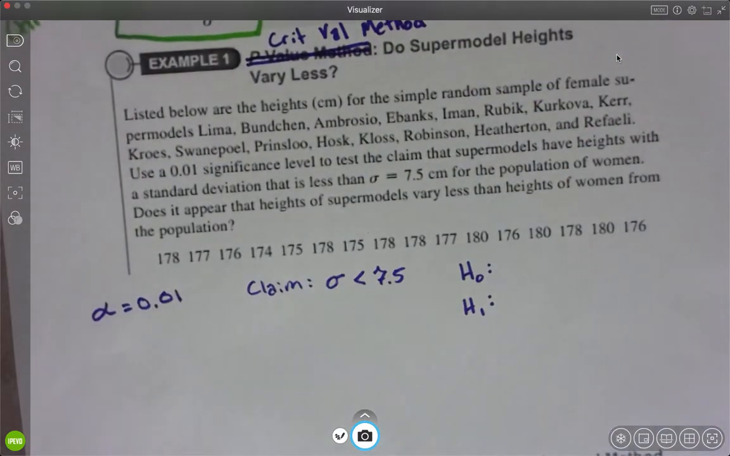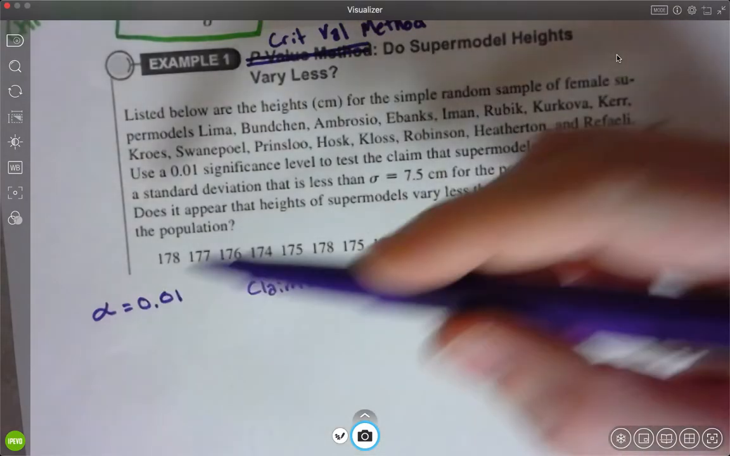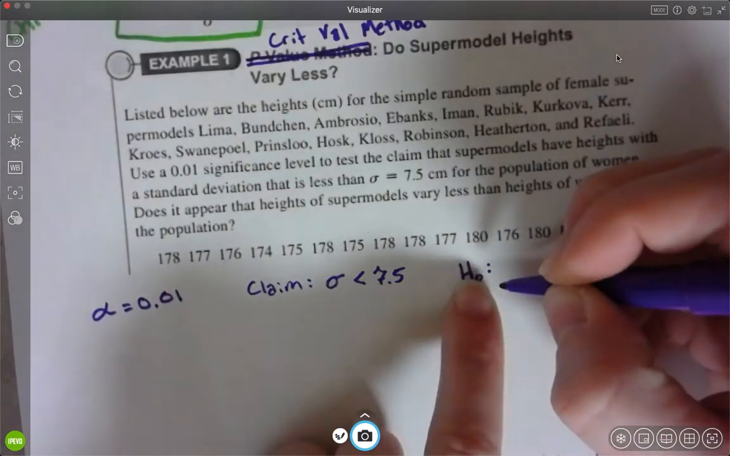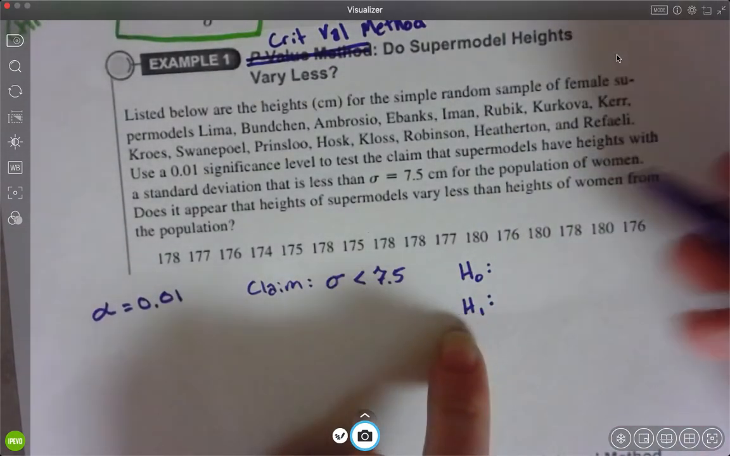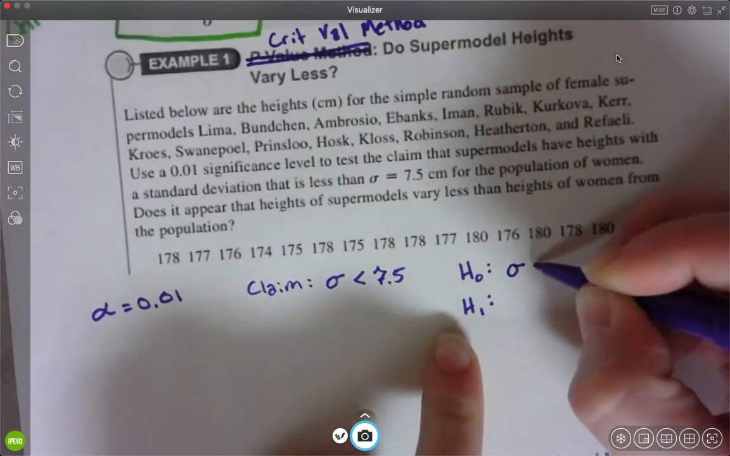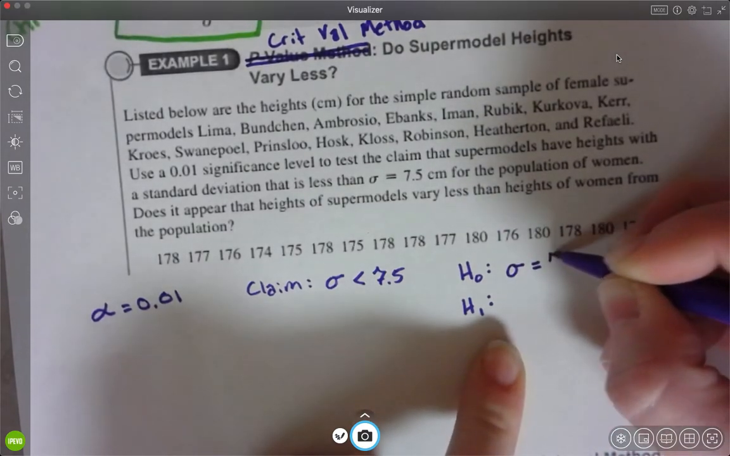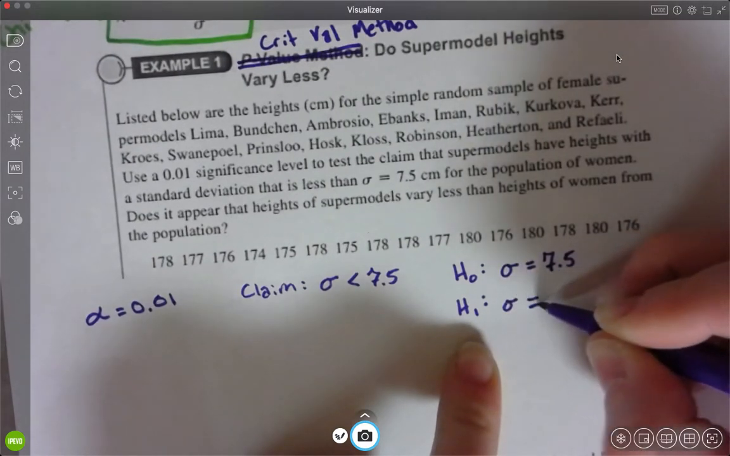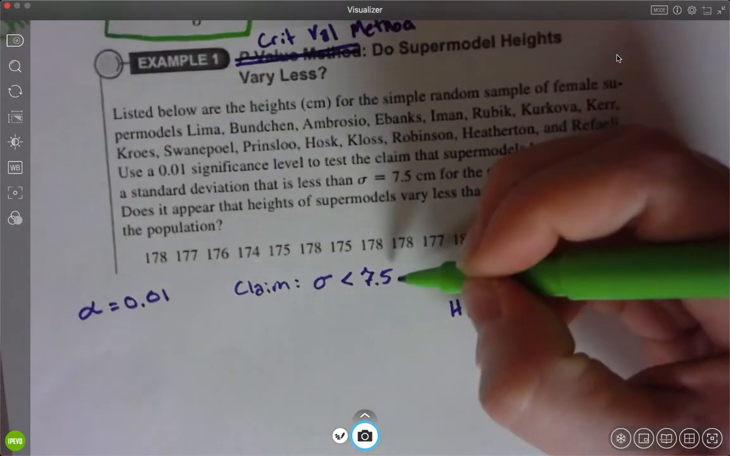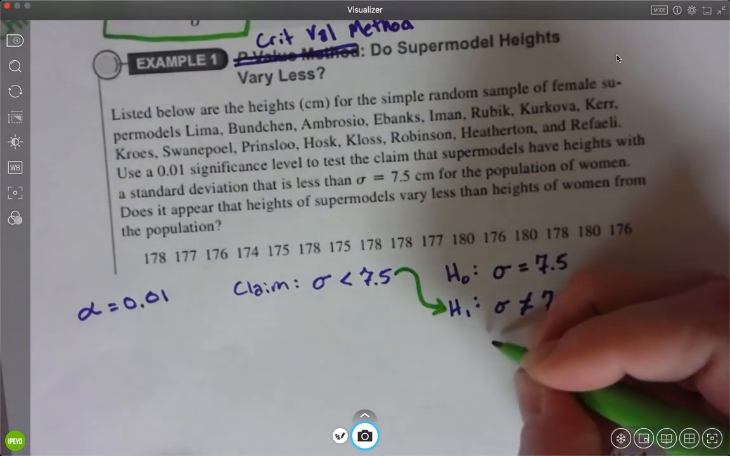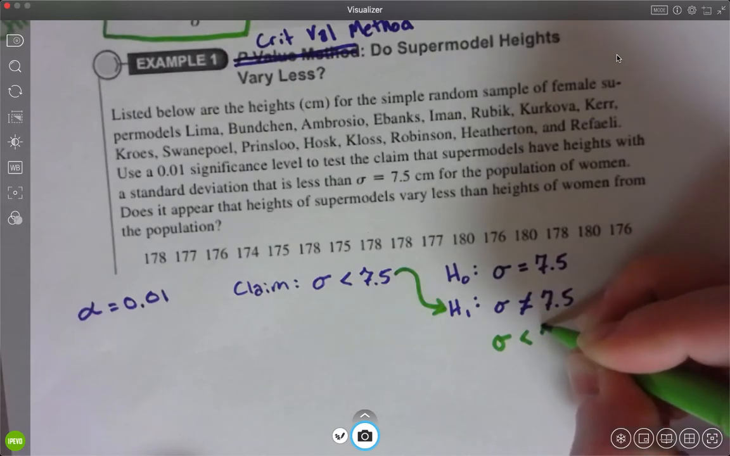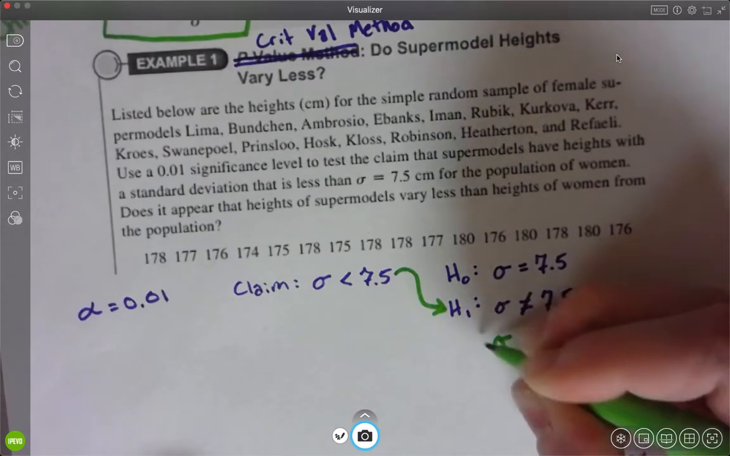This is the sample that they're giving me, and we need to pick out information that we have from here. Let's fill in our null and alternative hypothesis. In this case, our standard deviation is equal to 7.5. And here the standard deviation is not going to be equal to 7.5. And in this case, it's going to go with the bottom one. If it's not equal to 7.5, it's probably going to be less than 7.5, just like we're claiming.